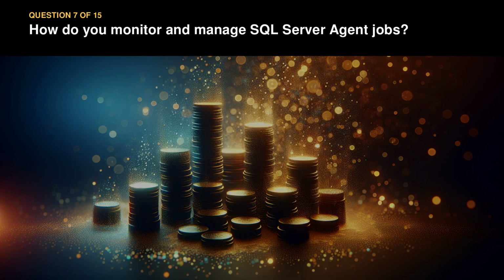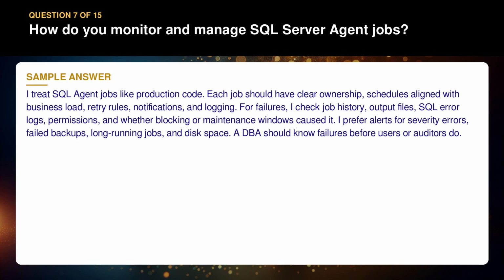Question 7. How do you monitor and manage SQL Server Agent jobs? I treat SQL Agent jobs like production code. Each job should have clear ownership, schedules aligned with business load, retry rules, notifications, and logging. For failures, I check job history, output files, SQL error logs, permissions, and whether blocking or maintenance windows caused it. I prefer alerts for severity errors, failed backups, long-running jobs, and disk space. A DBA should know failures before users or auditors do.